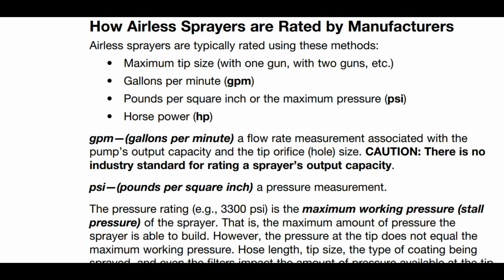How are airless sprayers rated by manufacturers? Airless sprayers are typically rated using these methods: maximum tip size, gallons per minute (GPM), pounds per square inch (PSI), and horsepower (HP).